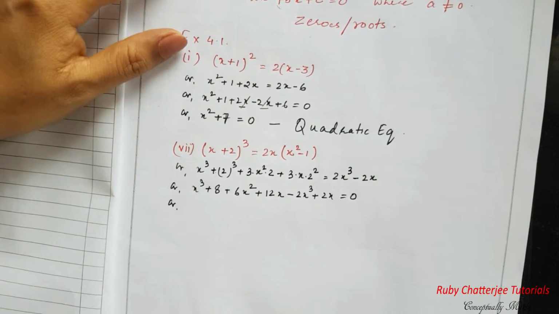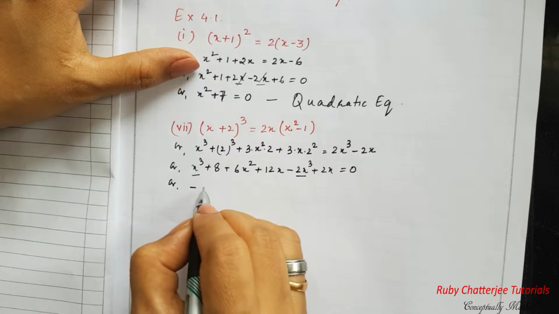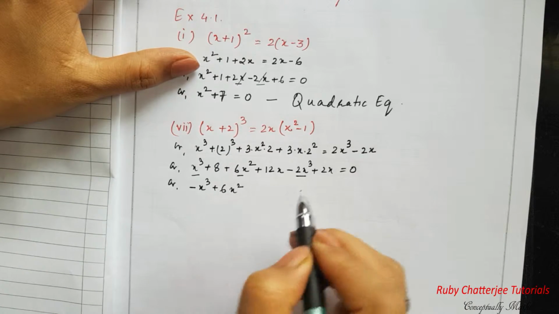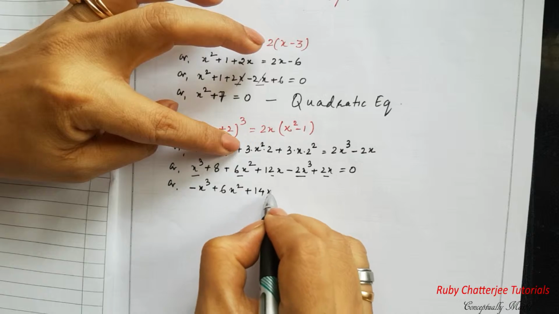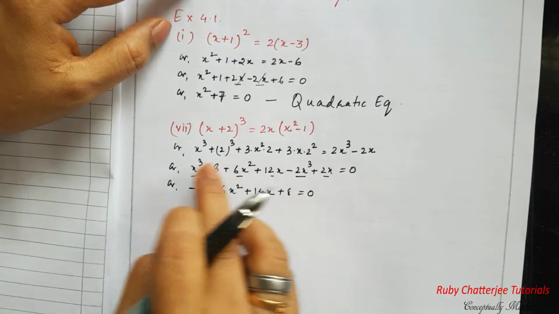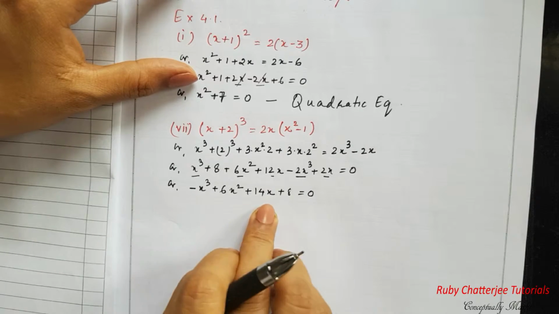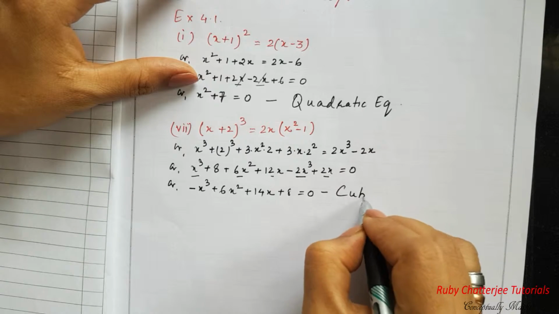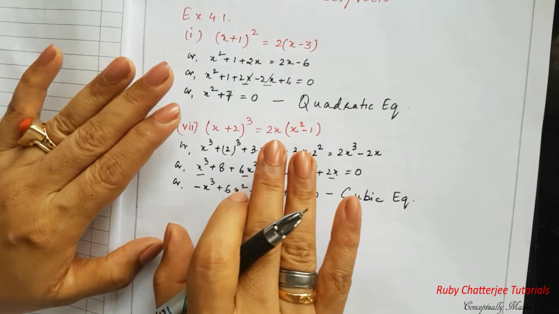Now again I add the like terms, so x cube minus 2x cube will give me minus x cube, then I have plus 6x square, then I have this and this gets added, so that is 14x and plus 8 equal to 0. So clearly I cannot simplify it further. I have all the terms of the expression separate, and here clearly it has a degree of 3, so it is a cubic equation. Obviously it's not a quadratic equation, it's a cubic equation. I hope you have understood the concept.